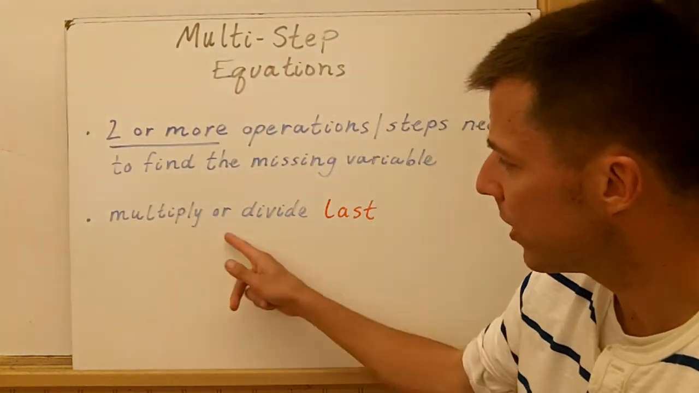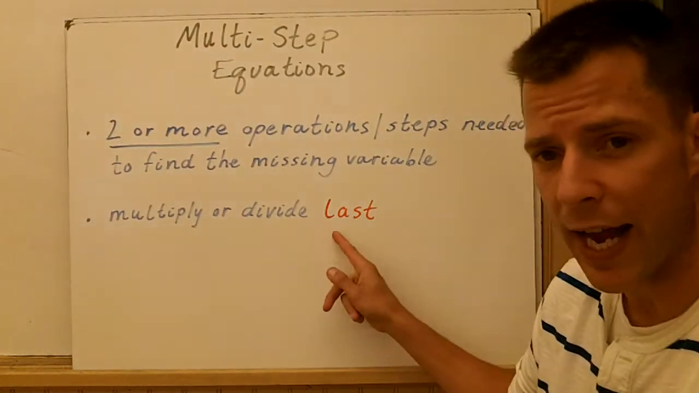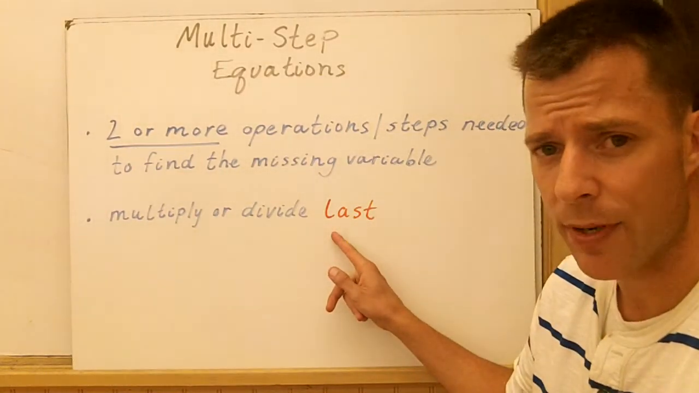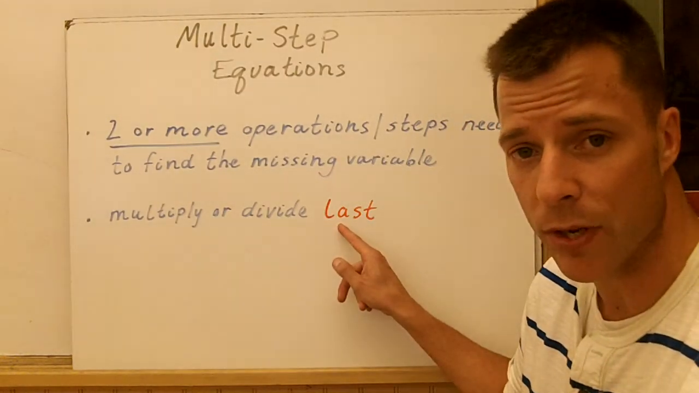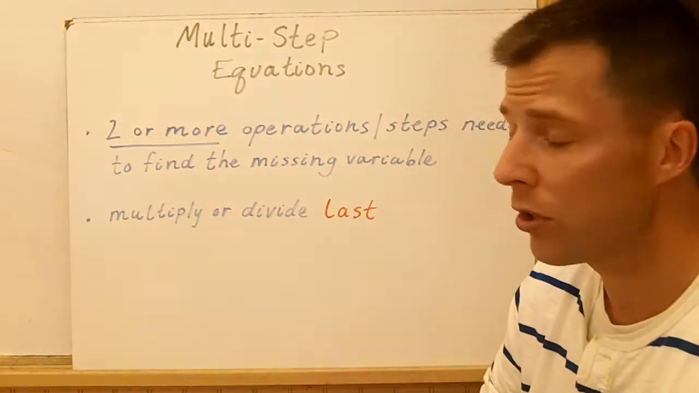Okay, and the important thing you need to do is multiply or divide last. And there's one case where that doesn't happen, I'll show you, but think about multiplying or dividing last when you solve these multi-step equations. So we're going to look at a few to solve.